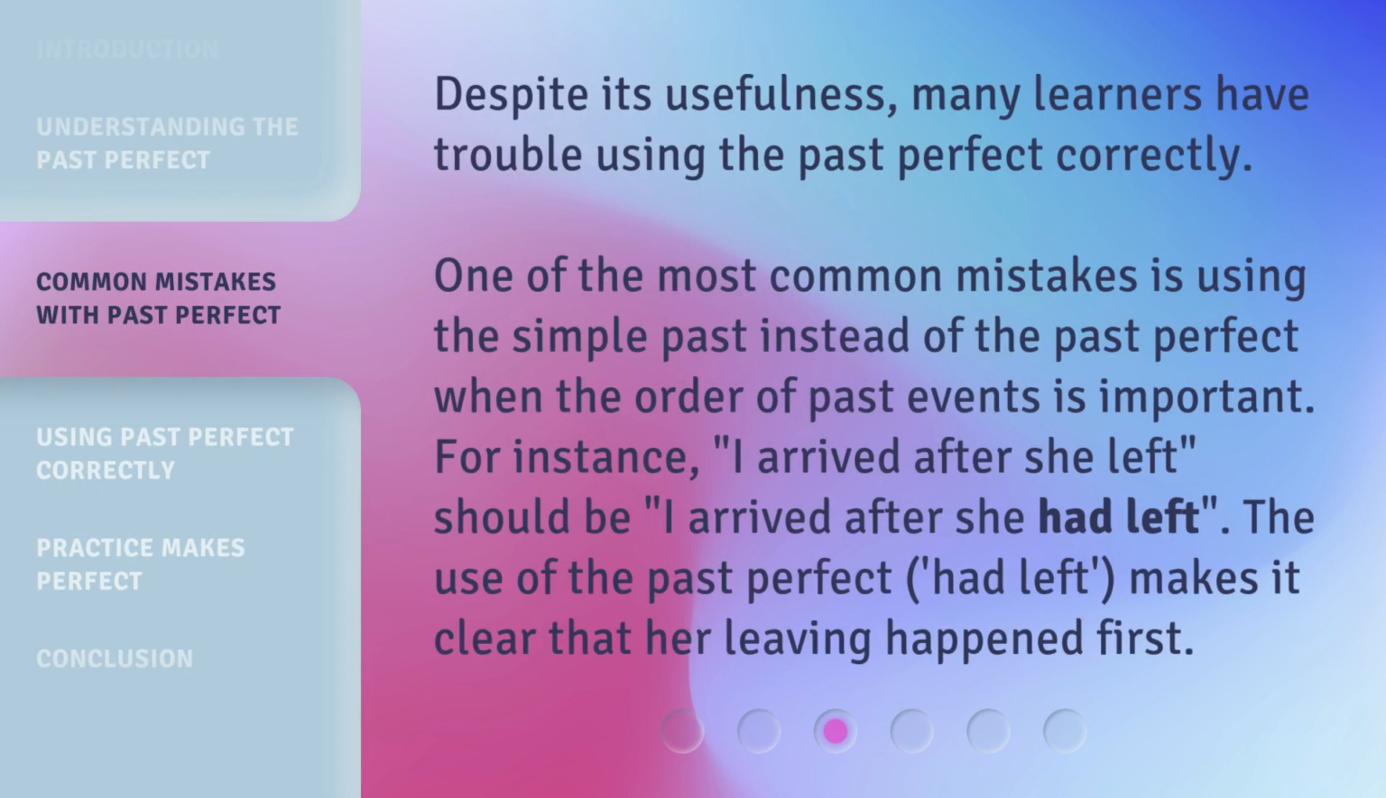Despite its usefulness, many learners have trouble using the past perfect correctly. One of the most common mistakes is using the simple past instead of the past perfect when the order of past events is important. For instance, I arrived after she left should be, I arrived after she had left. The use of the past perfect, had left, makes it clear that her leaving happened first.